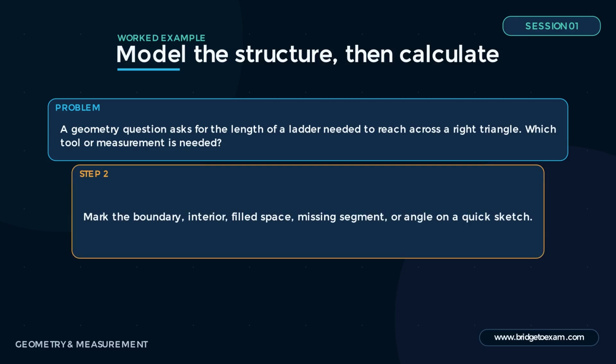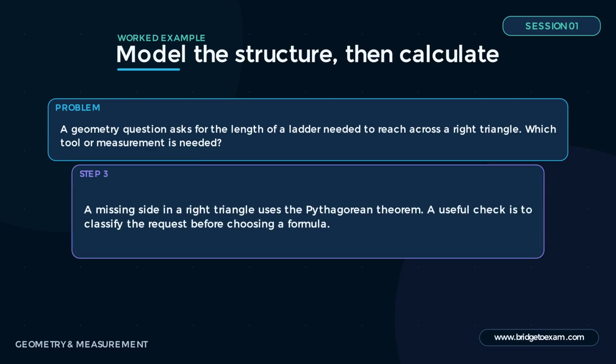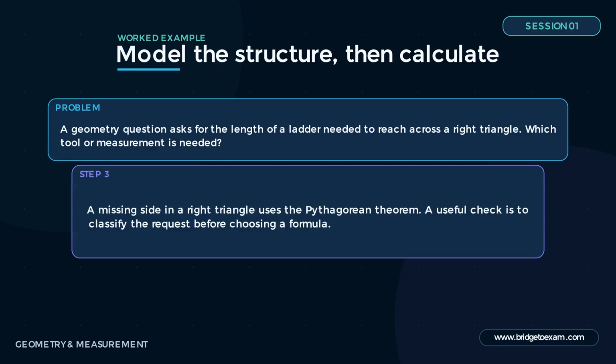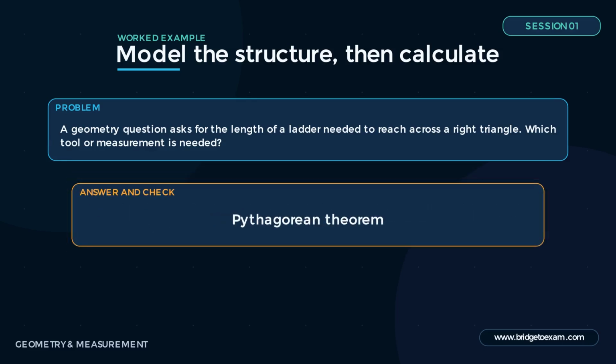Step 2 chooses and sets up the relationship. Mark the boundary, interior, filled space, missing segment, or angle on a quick sketch. Step 3 carries out the mathematics. A missing side in a right triangle uses the Pythagorean theorem. A useful check is to classify the request before choosing a formula. The answer is Pythagorean theorem.